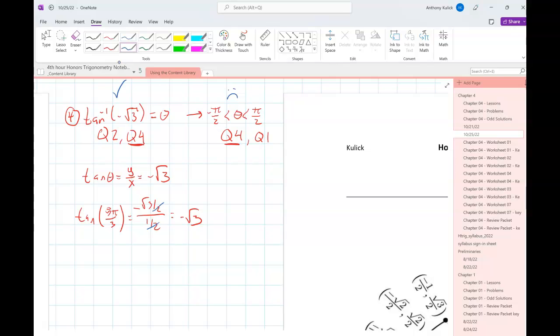What do I need to do to it? Find something coterminal to it that is between those two angles. Is it too big or too small? Too big, so I should be subtracting 2 pi. So 5 pi over 3, if I subtract 2 pi from that, that's the same thing as subtracting 6 pi over 3. That should give me negative pi over 3.